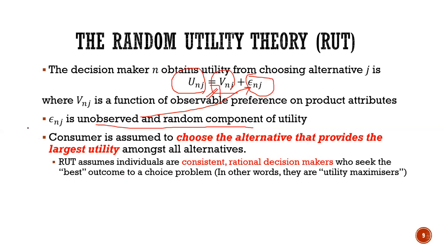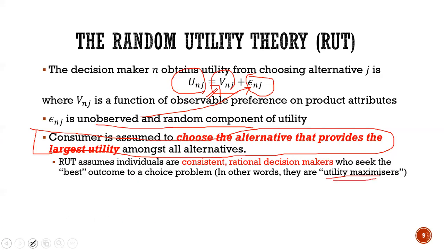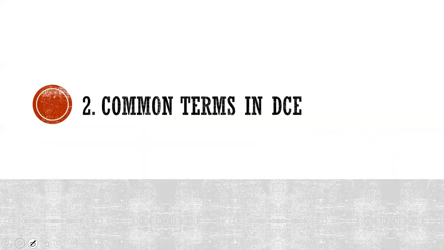In other words, the consumer is assumed to choose the alternative that provides the highest utility among all the alternatives. And an important assumption of this theory is that consumers are rational decision makers, and they seek to optimize their choice problem so as to choose the best option that is available out there. So it is assumed that consumers are utility maximizers. They are always maximizing their utility from the set of options that is available to them.